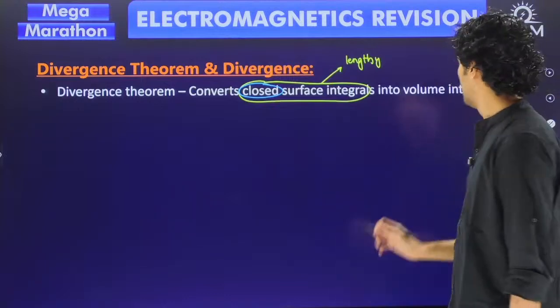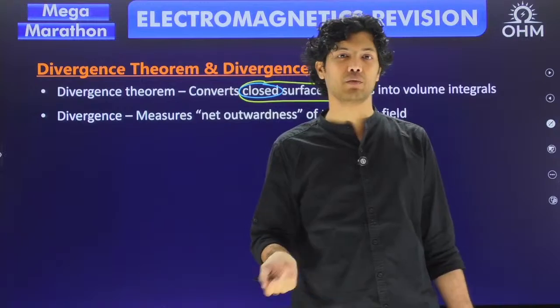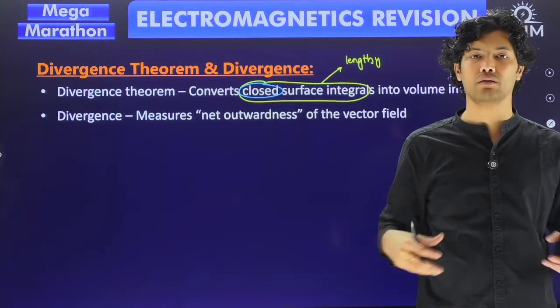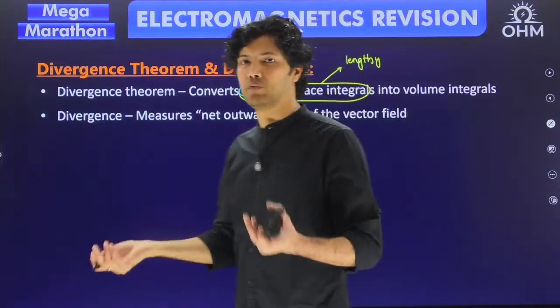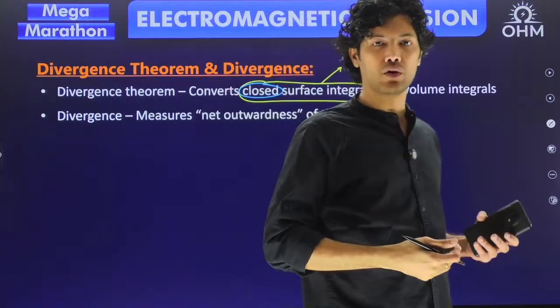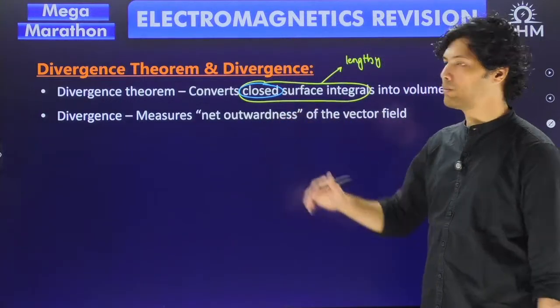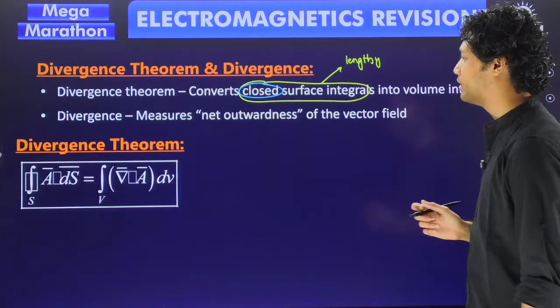Okay. Next is divergence. What does divergence measure? Divergence measures something known as net outwardness of a particular field. So if I want to know whether the field is outward or inward, outgoing nature, incoming nature, or neither outgoing nor incoming nature, in that case, I find out that by using the concept of divergence. Okay. So let's first of all see divergence theorem.